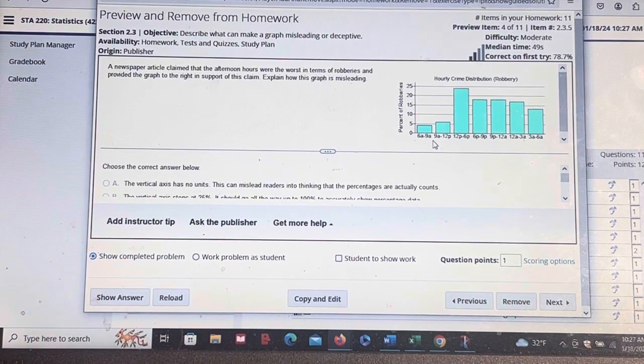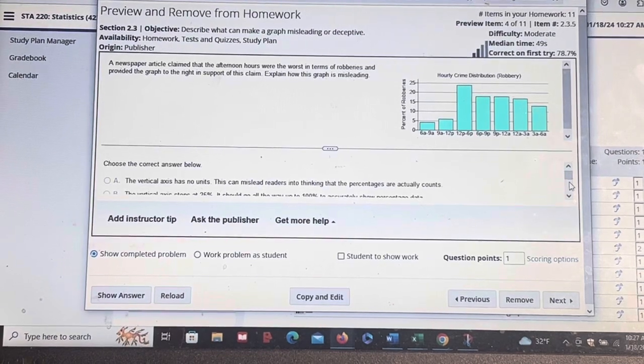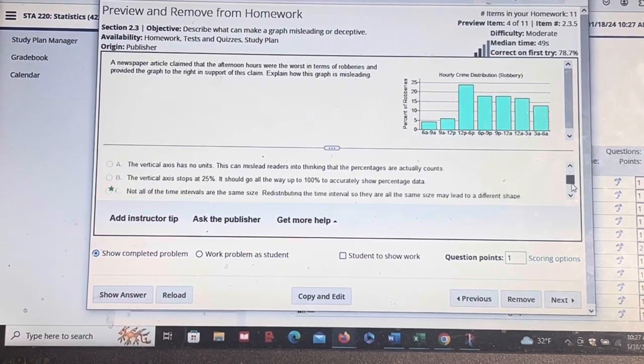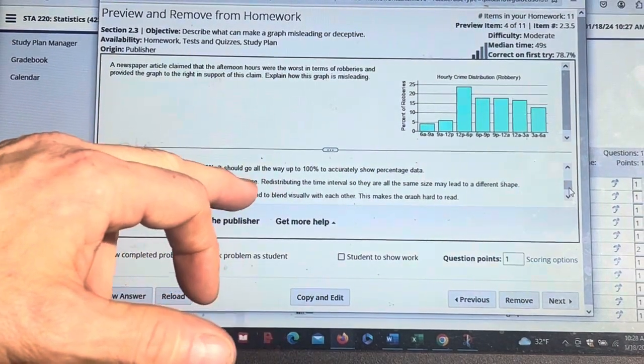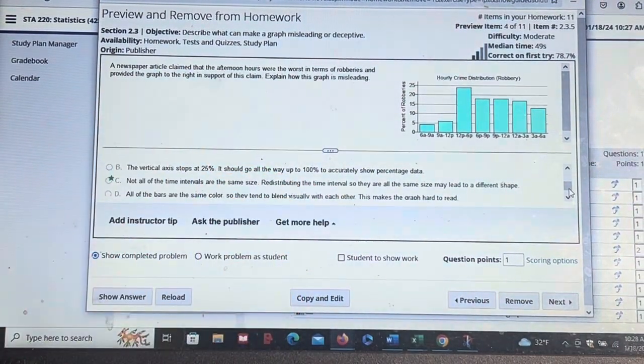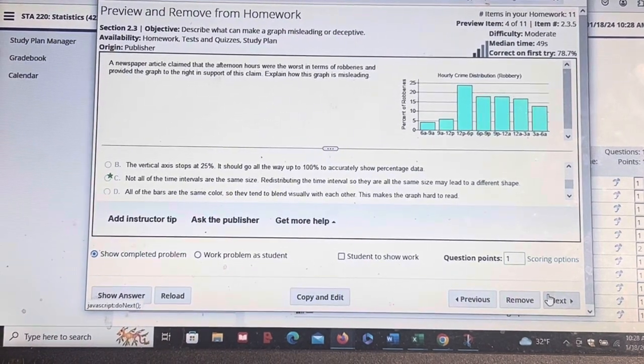The horizontal bars are not the same. So if we look at the answer here, not all the time intervals are the same size. Redistributing the time intervals so they are all the same size may lead to a different shape. So yeah, if we were to separate that, it would make it look different, and you wouldn't be able to see as much of a jump like that. So that's a little misleading. We'll look at one more here.